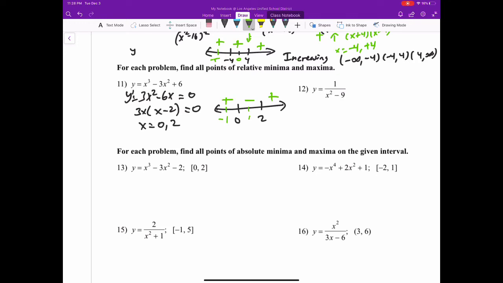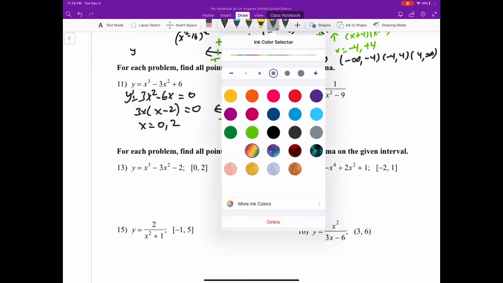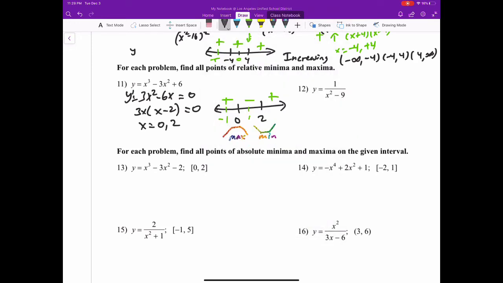So let's figure out which ones are a relative minimum and maximum. So this one over here is going to go positive slope, 0, negative slope. Negative slope, 0, positive slope. As you can tell, this is a max, and this is a min. And that's very colorful. Okay, so we have a max over there.